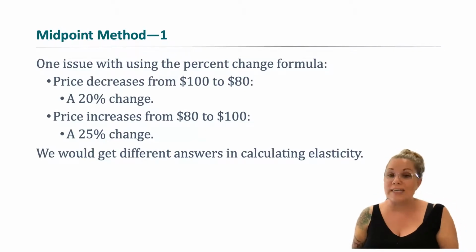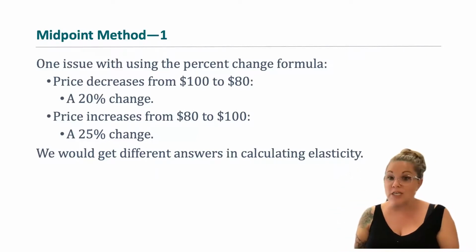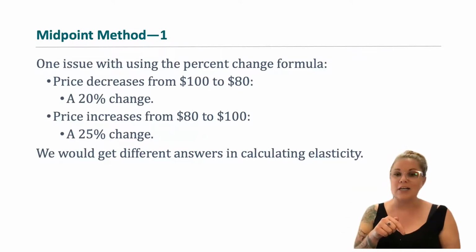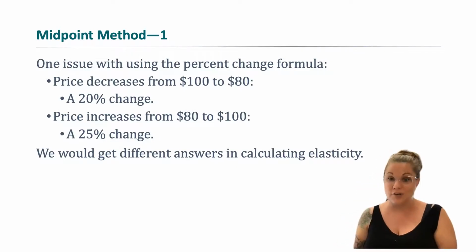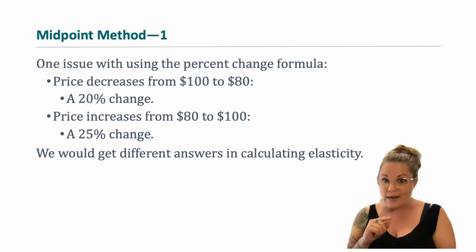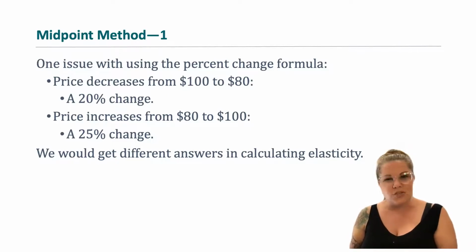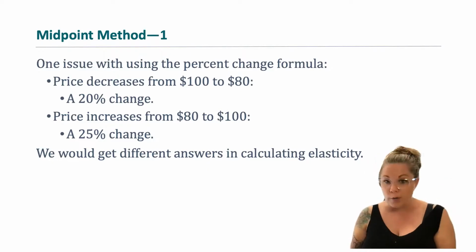If we were looking at a price decrease from $100 down to $80, that's actually a 20% decrease in price. But if we were to have started at $80 and look at an increase to $100, that's actually a 25% increase in price. Even though both are only a $20 change, $20 out of 100 is 20%, whereas $20 out of 80 is 25%. So this is really confusing. And we would get different answers depending on whether we were looking at the starting point as being the higher price or the lower price.